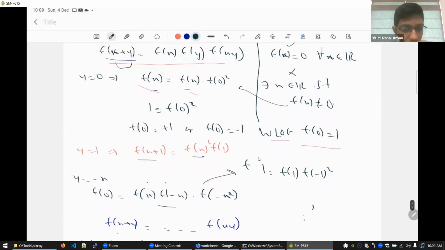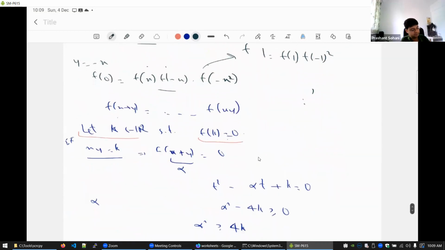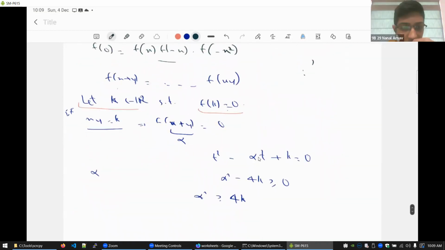Sir, actually, in our previous case of f(k) = 0, if we can find any k, that would imply that all are 0, because we can just input x = k, so we get that f(k + y) = 0. So y can take any value, so we get that all real numbers are 0. Oh yeah, sorry, you are correct. I missed that completely.